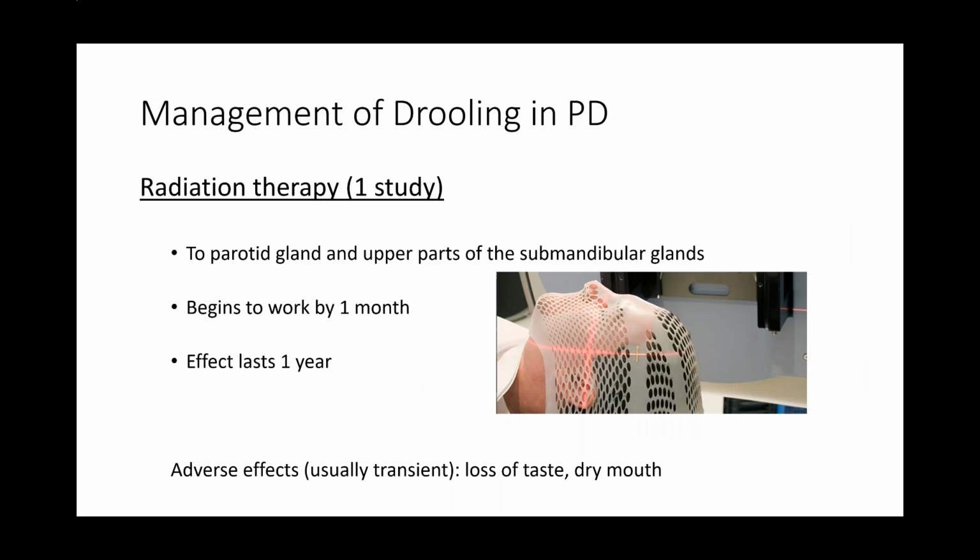Radiation therapy was investigated as a potential treatment for drooling and Parkinson's. In one study, I think it's out of Montreal, radiation was applied to the parotid gland and the upper parts of the submandibular glands. And they found that after about 1 month, people had a reduction in their salivation, and the effects lasted 1 year.